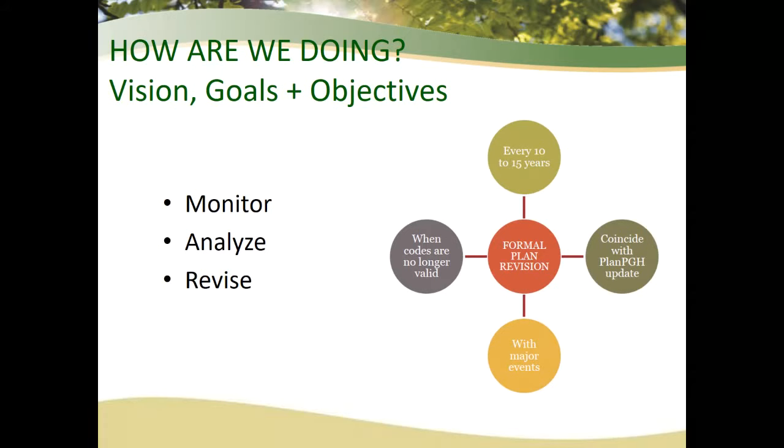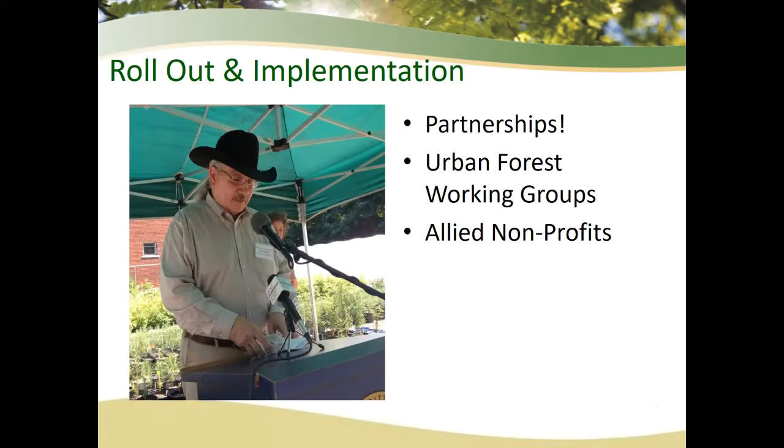This was our goal, to increase canopy or to increase awareness. Do we need to do another survey? Do we need to do another tree canopy analysis? Do we need to do an analysis of our funding? So the key to a good implementation strategy and feedback loop is the rollout.